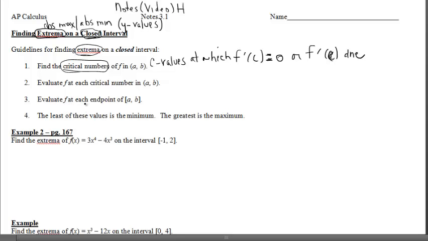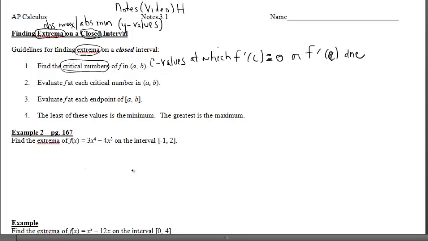All right, step 3: evaluate the function at each endpoint of the closed interval. Note the brackets as opposed to the previous parentheses. Then we're going to take each of the endpoints and plug them into the original function. We're going to create a t-chart. The least of these values is the min, and the greatest is the maximum. All right, so that's the explanation of what we're going to do.